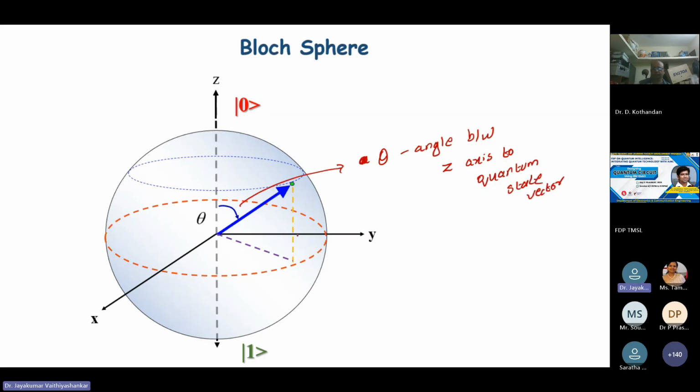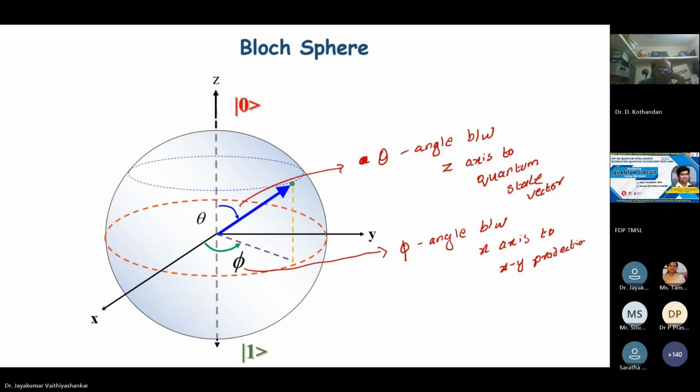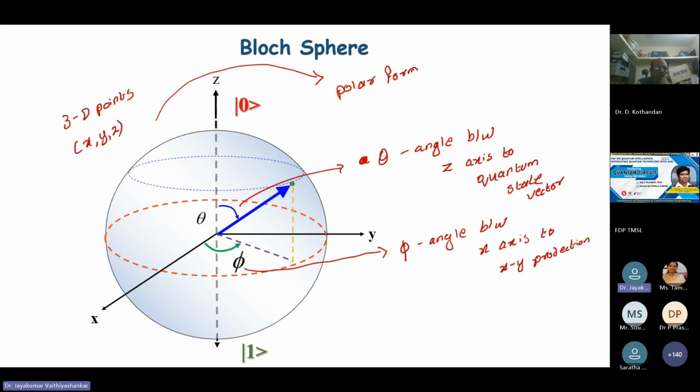Okay, then one more angle it will generate: psi, equal to the angle between the x-axis and the xy projection. So before this, we have a three-dimensional point in Cartesian coordinates XYZ. After doing all this projection, we try to convert it into polar form. Polar form. So this is our ambition.